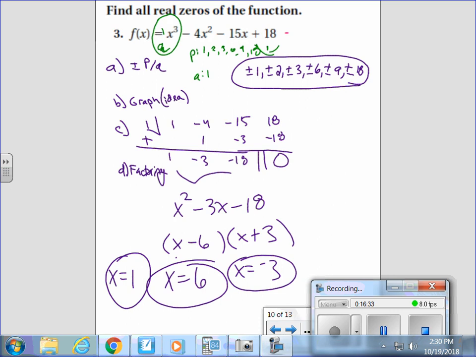So are there any questions? Okay, so let me recap. Do you know how to make your positive and negative P over Q list? Then what you need to do at that point is head to the graphing calculator, because you need an idea to kickstart your synthetic division.